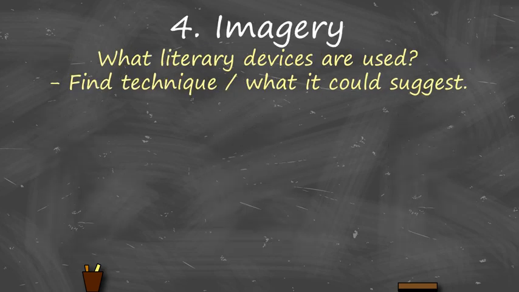Step 4. Imagery. One of the most important aspects of the poem. What literary devices are used? Find different techniques and suggest what they could signify.